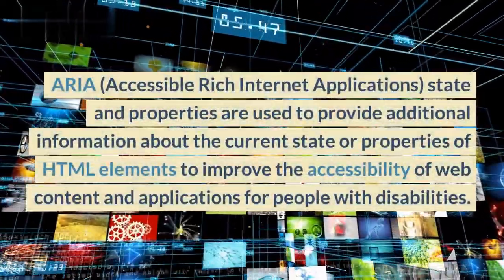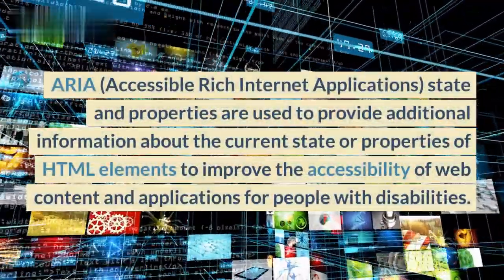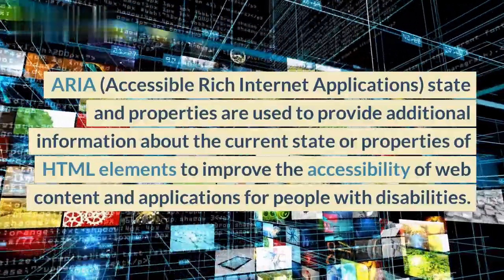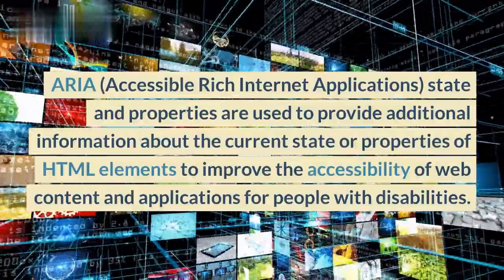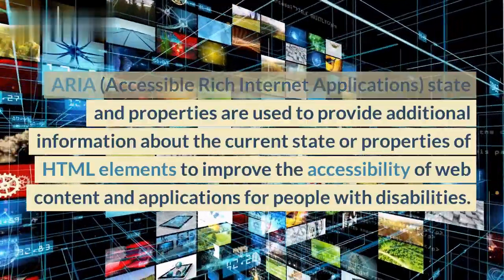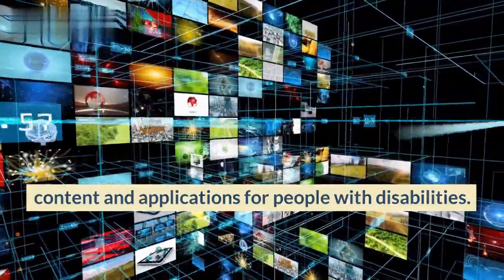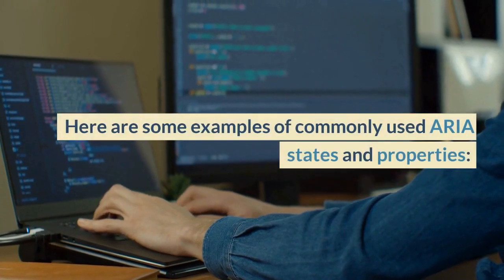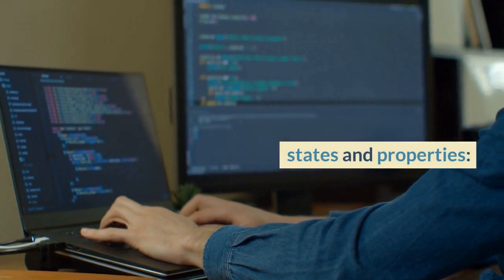ARIA, accessible rich Internet applications. States and properties are used to provide additional information about the current state or properties of HTML elements to improve the accessibility of web content and applications for people with disabilities. Here are some examples of commonly used ARIA states and properties.